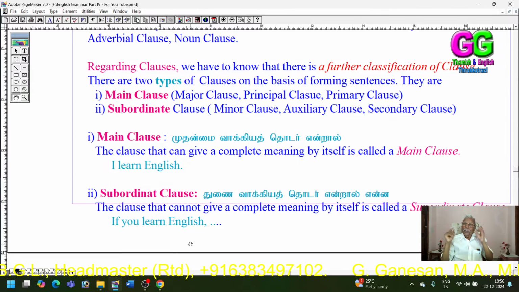So, my dear children, regarding the formation of sentences, clauses are classified into two categories. One is main clause and another is subordinate clause. If a clause gives a complete meaning by itself, it is a main clause: I learn English. If a clause is unable to give a complete meaning, it is called the subordinate clause. If you work hard, then come.